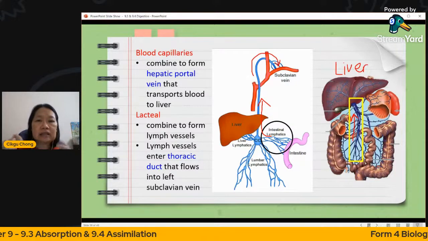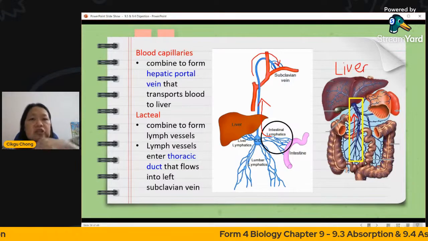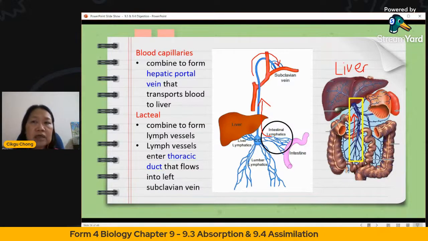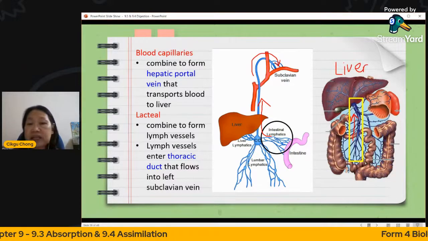Collarbone, and it should be vein, so it should be blue color. I don't know why they put red color. So it pours back into the subclavian vein. Now this one you will see in detail in chapter 11, when you learn about the lymphatic system. All right, so later for that.